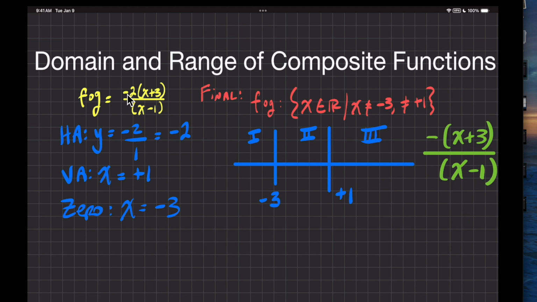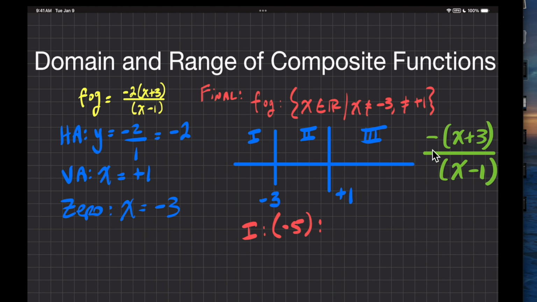Folks, we don't need the 2 there. We're not interested in the actual value. We're interested only in the sign. So let's go to zone 1 and let's plug in x equals -5 as a possible input in this zone.